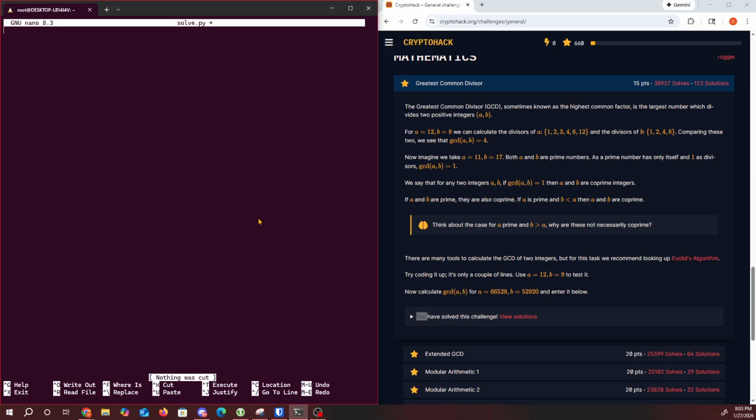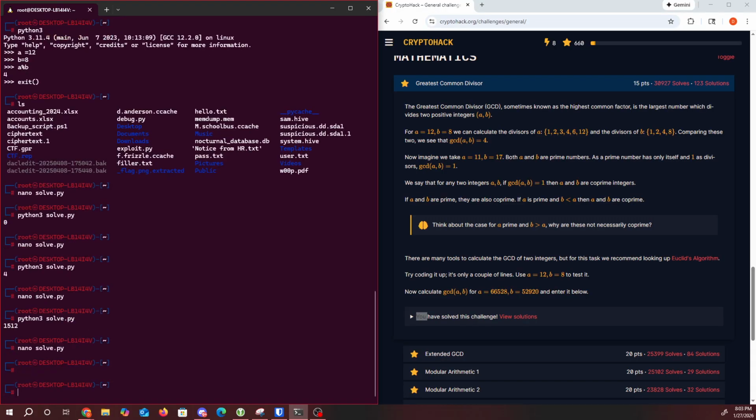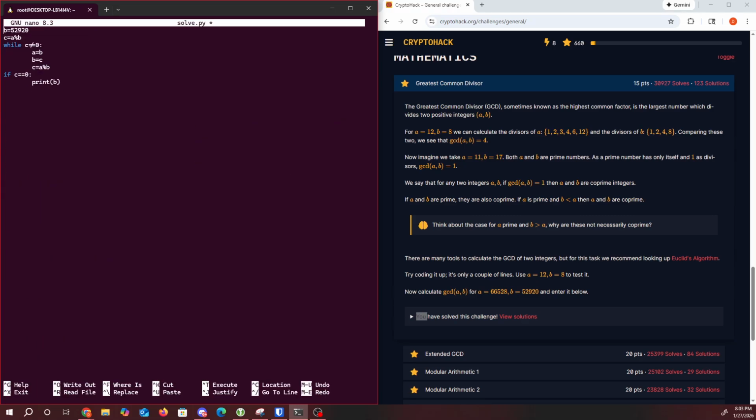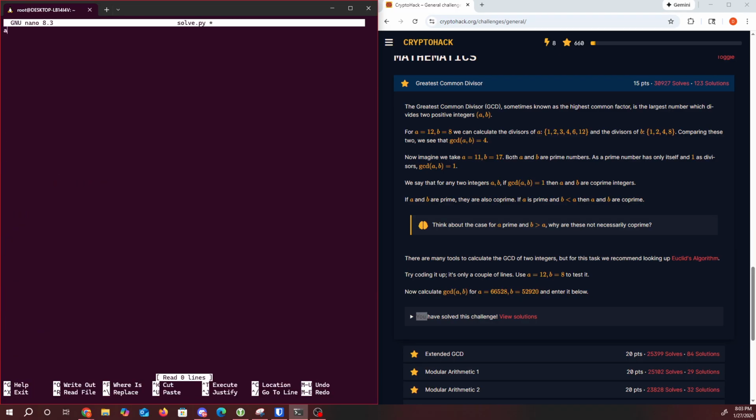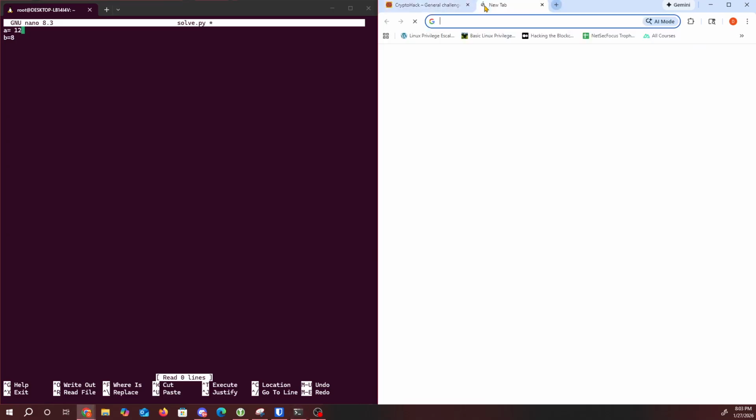So it's asking us to code it. Right away we see that a is equal to 12, and I'm currently using Python to code it. So I'll show you guys how to do it. nano solve.py. And as you can see, I already solved it, but we're going to ignore that. a is equal to 12, b is equal to 8. What's going to help us is knowing what the Euclid algorithm is.